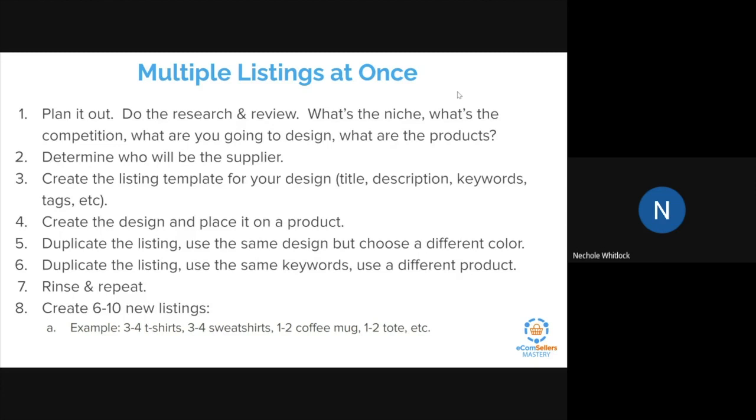I don't have to change anything drastically unless I want to. If I want to change the text, I can change it drastically, or I can just duplicate it and change the color at the top. So instead of just creating one listing, I now have 6 different listings live, 6 different listings for the same product. I've kind of expedited that process.